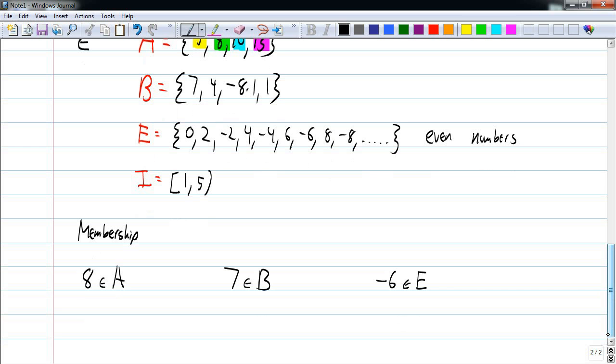Now, if something is not a member of a set, I write that E and then cross it out. So for instance, 7 is not an even number. So 7 is not in E. If it's in the set, it's a member and I write the E. If it's not in the set, it's not a member and I write the E and cross it out. Choose any number you want. I'm going to choose pi because that's a number. Pi is not in B. So if it's a member, if it's in the set, I write that E looking thing. If it's not in the set, I write an E and cross it out.